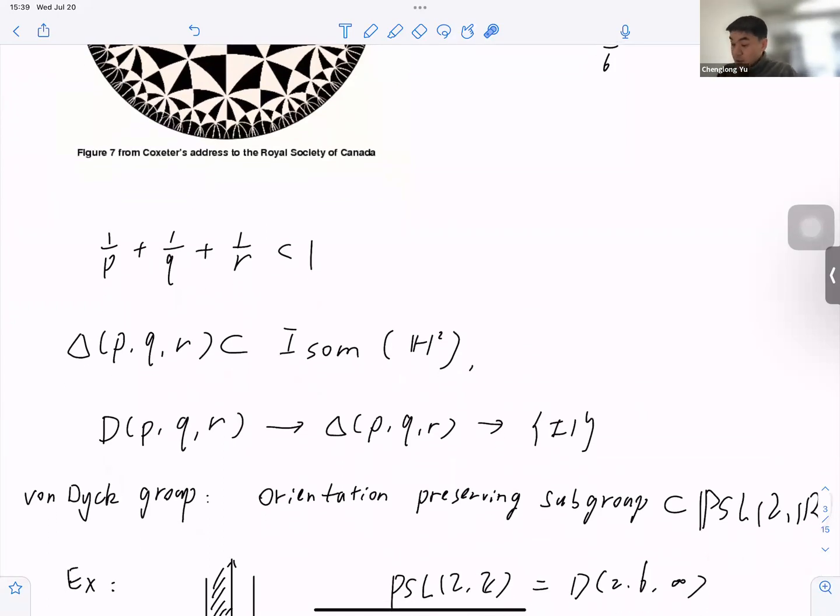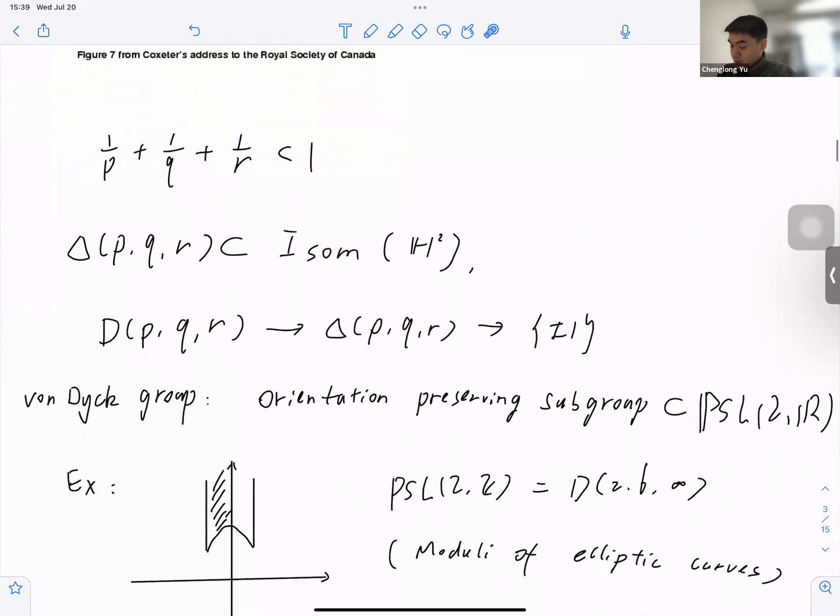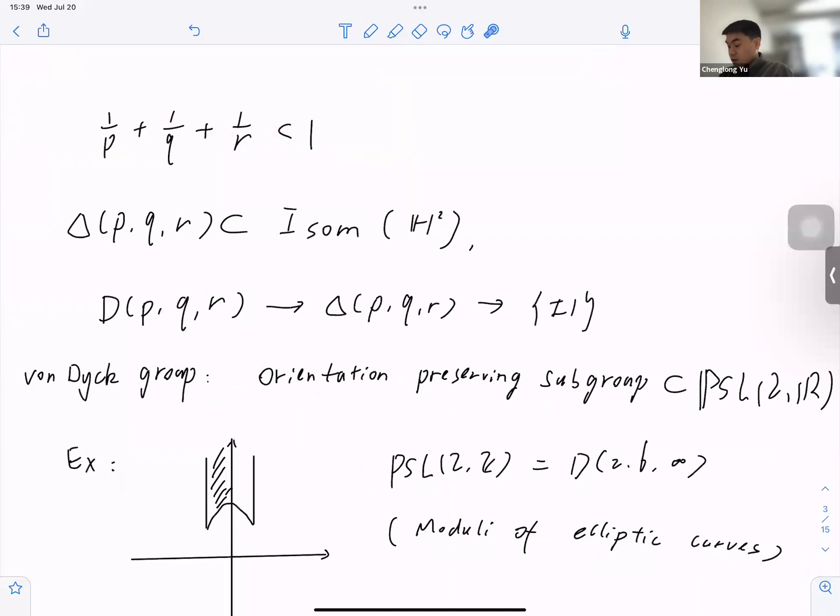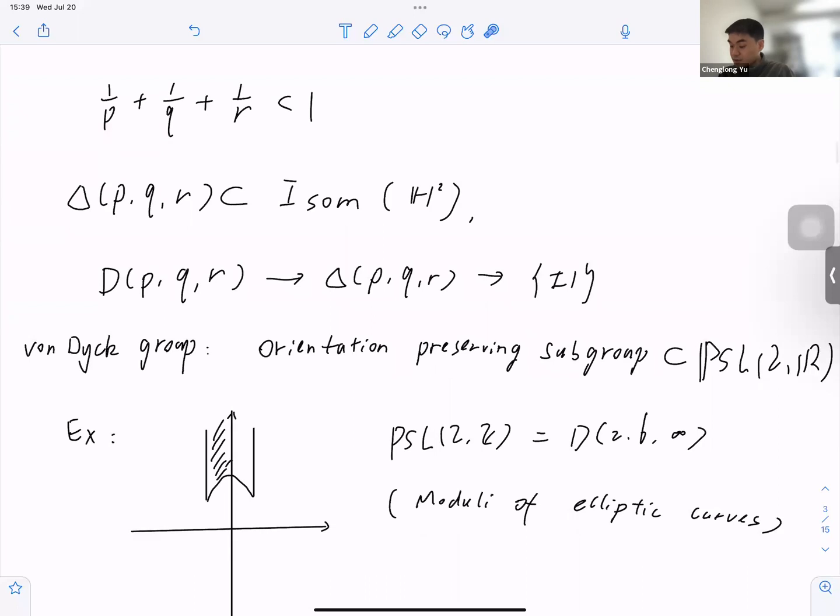One classical example is just the modular group, PSL2Z, and you can see its fundamental domain. The usual picture is formed here. And if we consider the corresponding triangle group, then the fundamental domain is just half of it, this triangle. You can see that it has a cusp at infinity, so the angle there is just 0. So in the hyperbolic case, we can also allow those p, q, r to be infinity.